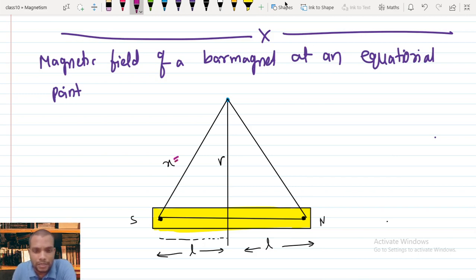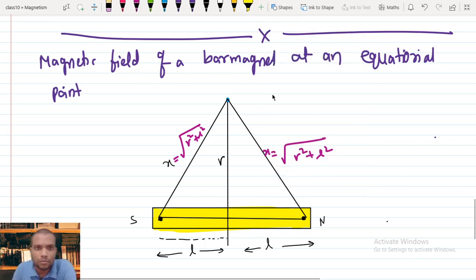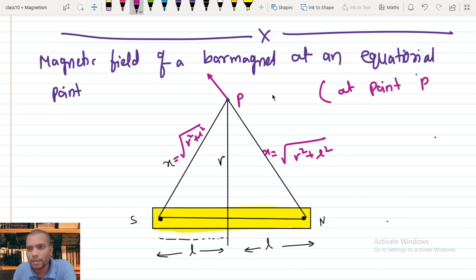Now let me write down for a moment the x value equal to under root of r square plus l square, that we already know. The same thing here also, x equal to under root of r square plus l square. And when it comes to point P, we need to mind about force. The force is along in this direction, since we will keep a unit north pole in the same direction. At point P, we place a unit north pole.